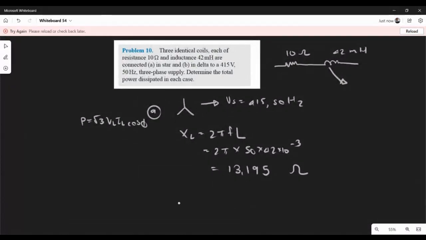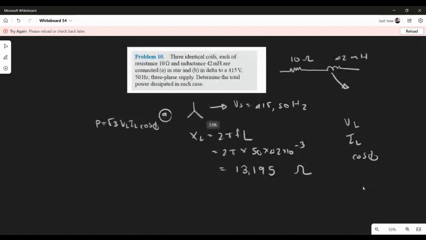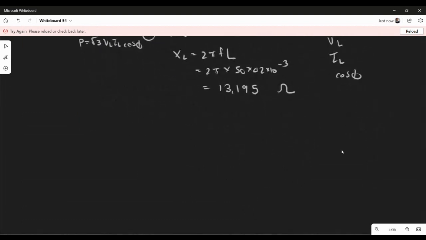So once you're happy with this, we need to get to this, right? We have the voltage, but we don't have the current yet. So that is what we need to work out. We need the line voltage, the line current, and the power factor. So how do we actually get this?